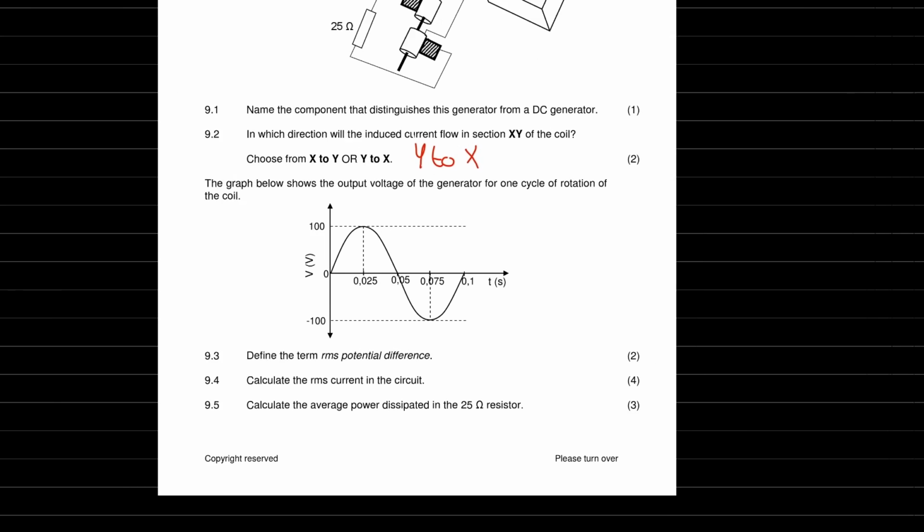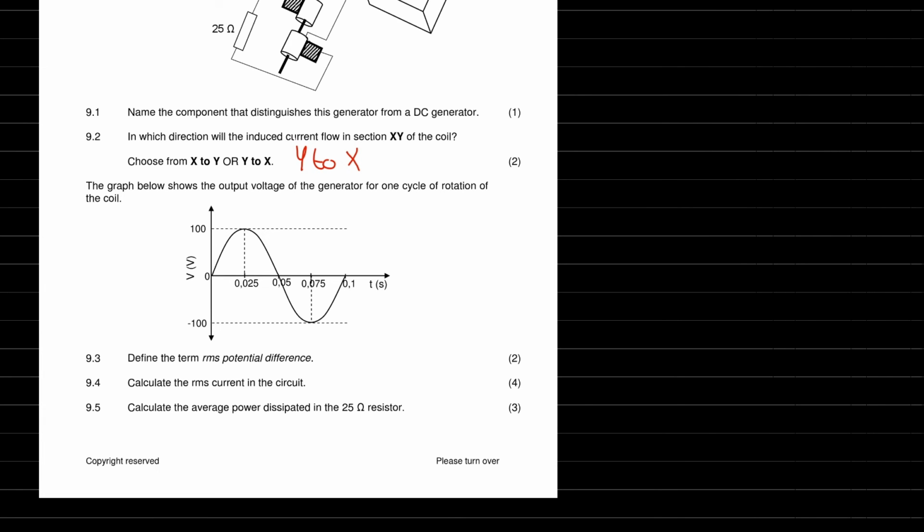Next up, we have the graph below shows the output voltage of the generator for one cycle of rotation of the coil. Define the term RMS potential difference. So RMS stands for root mean square, and essentially it's the AC potential difference that dissipates the same amount of heat as an equivalent DC potential difference. So it's taking an AC value and converting it into what the DC value would be. So it'd be somewhere around here.